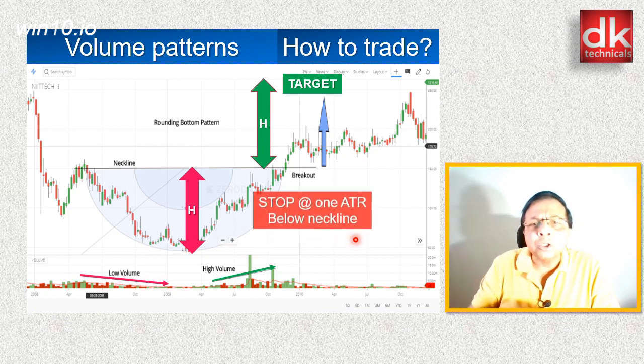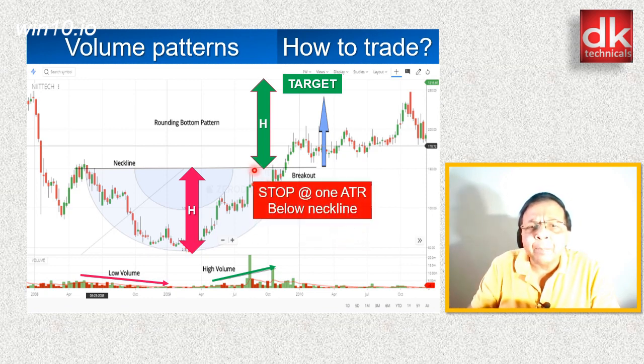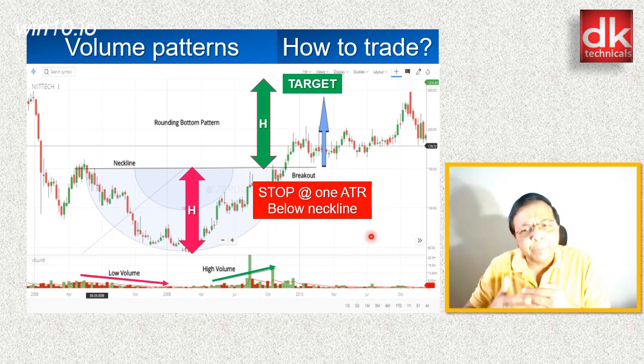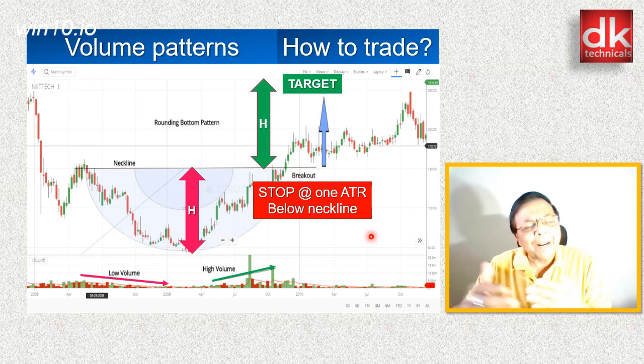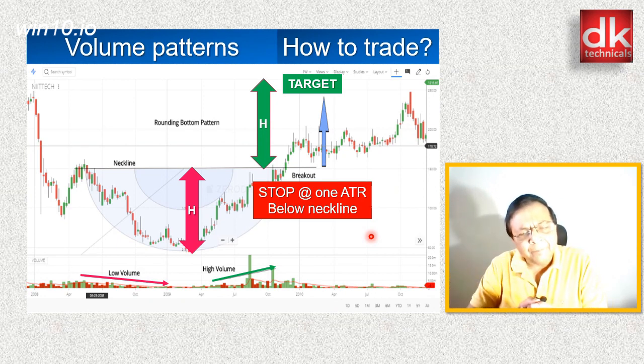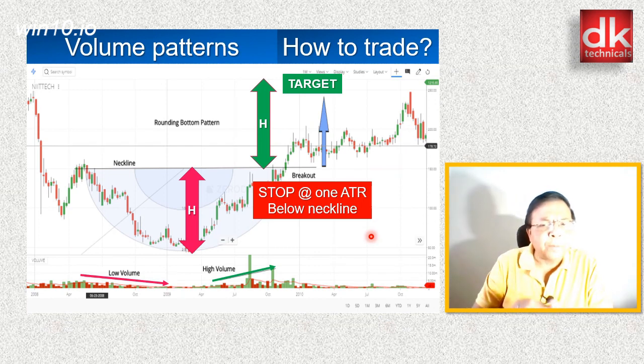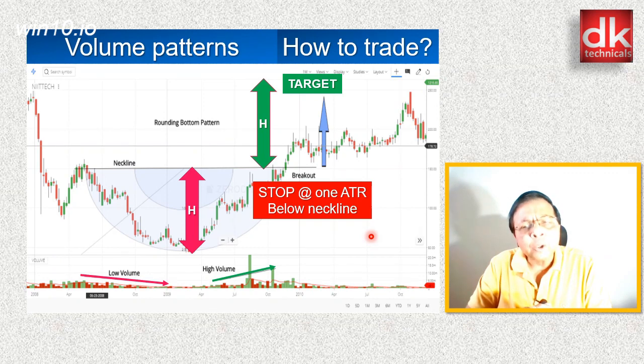The stop loss should be 1 ATR below the neckline, because once the neckline has been broken, the price has gone past the neckline. What does it mean? The neckline should act as a support. We fix the stop loss 1 ATR below so that our stop loss is well protected and not triggered simply because of the market noises.